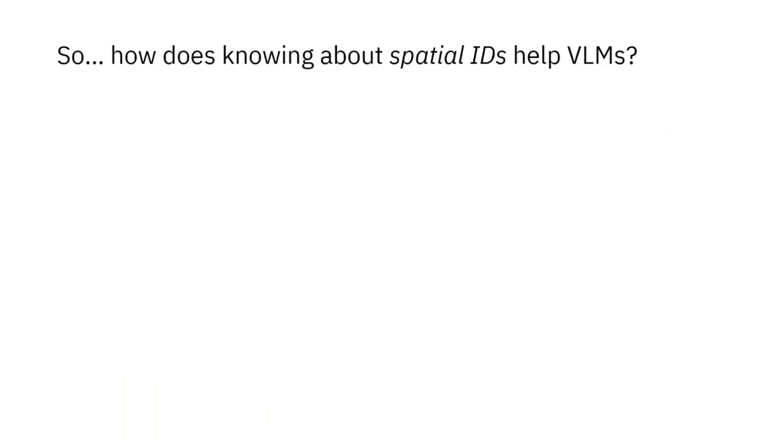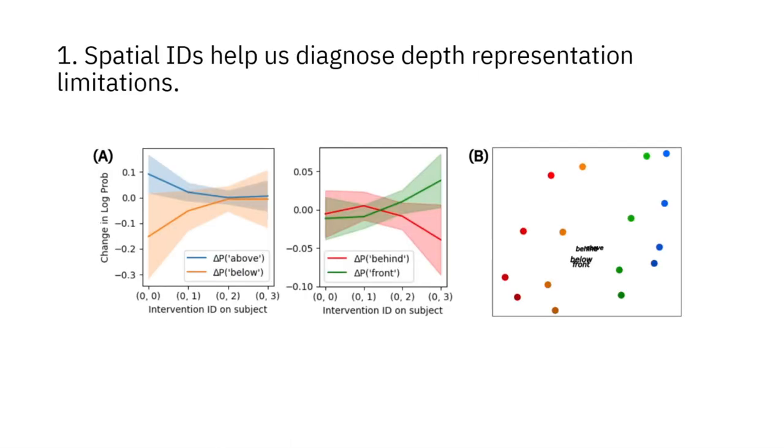So, how does knowing about spatial IDs help VLMs? In other words, what are the applications? First, spatial IDs help us diagnose depth representation limitations in VLMs. In LLaVA, the spatial IDs that drive differentiation between above and below are strongly correlated to behind and front. When projected onto the principal components of spatial IDs, they almost entirely overlap. This gives us a hint about why depth-related reasoning might not work well in 2D VLMs right now.